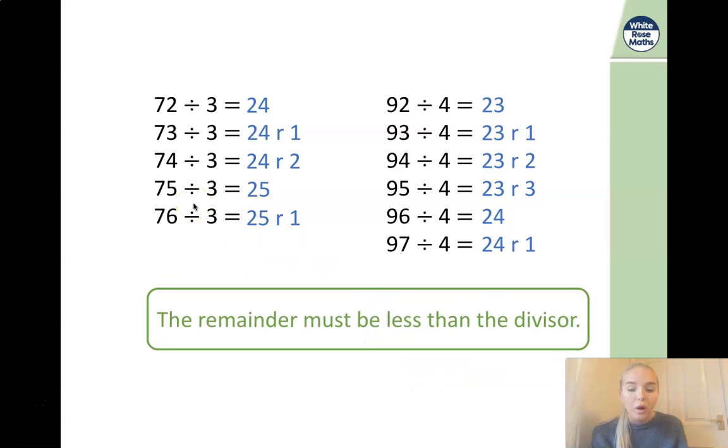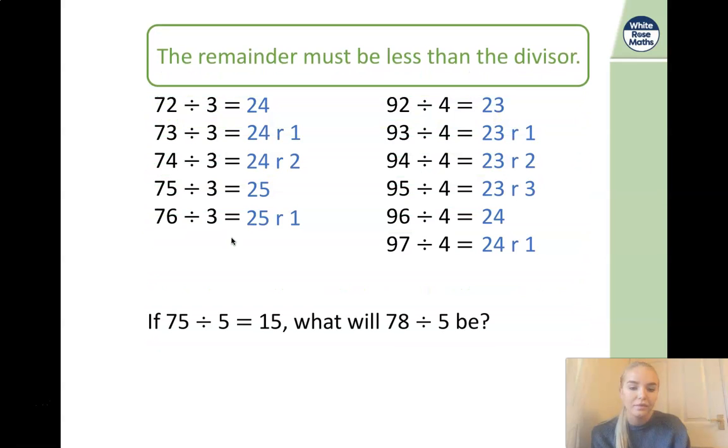So the one thing that we need to remember is the remainder must be less than the divisor. So here, if we had the remainder of 3, we could turn that into a group. But if we had the remainder of 2 or 1, then that was fine. The remainder must always be less than the divisor.